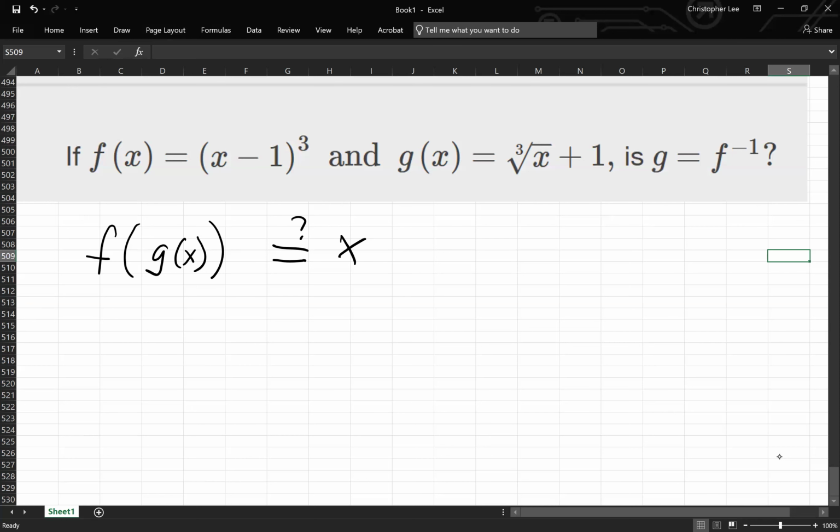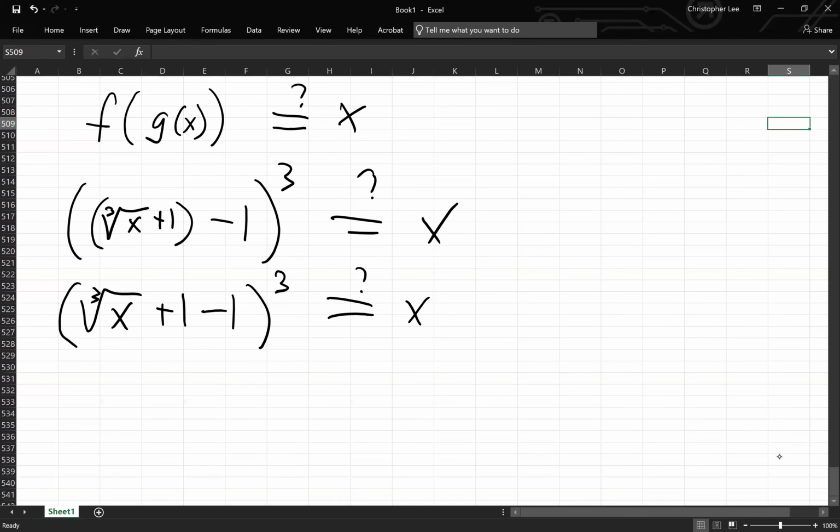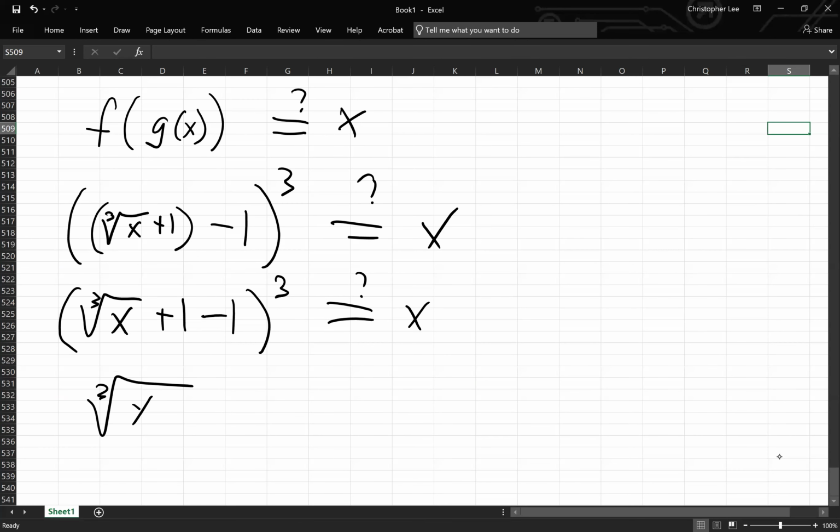All right. Let's see. So f of g of x, right? I want to know, does that equal x? I don't know. Let's try it out. So I'm going to have whatever x is minus 1 cubed, and I want to know, does that equal x? I'm going to take the g of x and plug that in. So cube root of x plus 1, right? Drop the parentheses. I have cube root of x plus 1 minus 1 cubed. Does that equal x? Don't know. So then we have the cube root of x cubed, right? Does that equal x? And in fact, x does equal x.